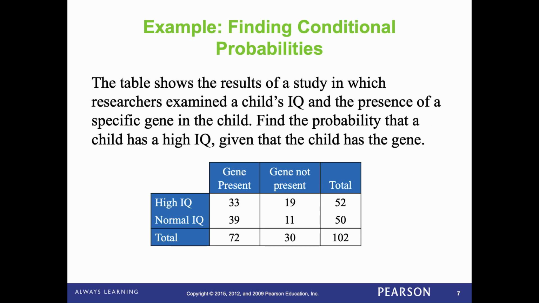Here's another example. The table shows the results of a study in which researchers examined a child's IQ in the presence of a specific gene in the child. Find the probability that a child has a high IQ, given that the child has the gene. So first, all the children looked at have the gene. Now we want to know the probability of the child having a high IQ.